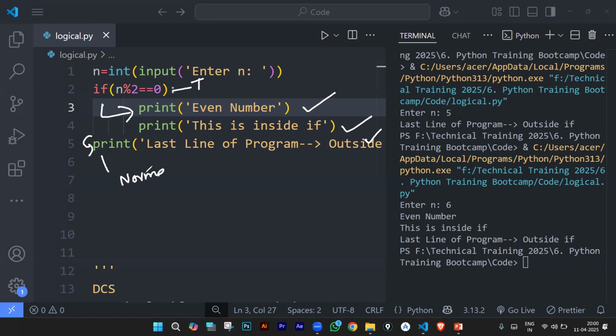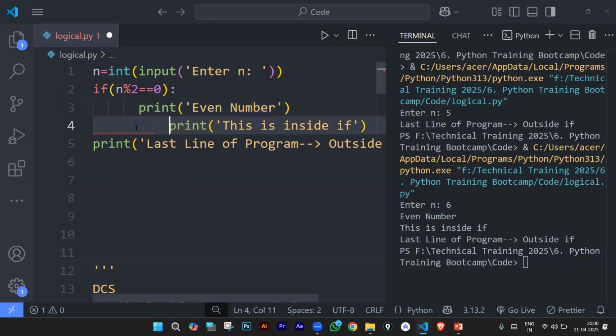So what is the only catch here? Whatever statements you have written inside the if will be executed only if this condition is true. Only if that condition is true, the statements inside if will be executed. And make sure you have the same indentation level for your code block.